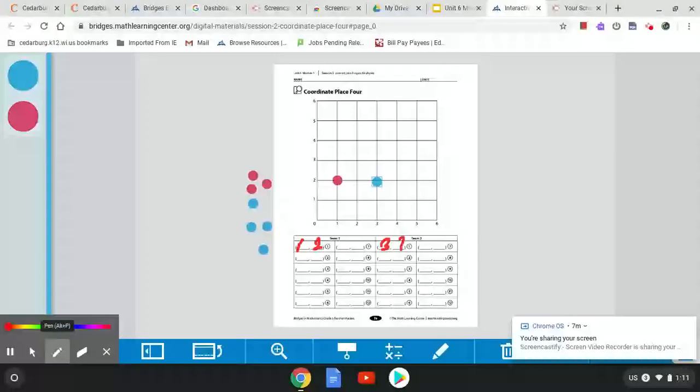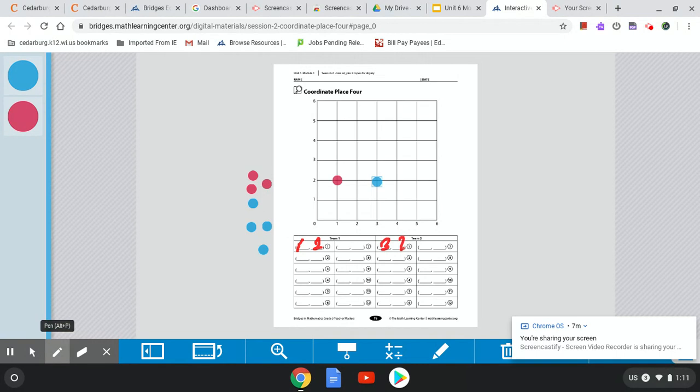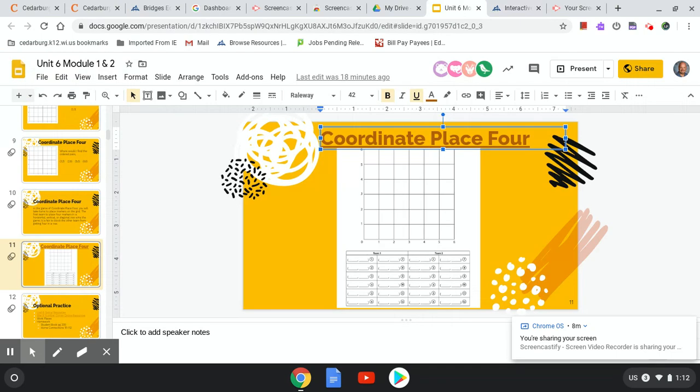Now you're going to keep going back and forth, recording your ordered pairs, placing your markers on the coordinate graph until one person gets 4 in a row. It's fairly simple, fairly easy. Let's just make sure you're thinking strategically and trying your best to get that 4 in a row. We're just going to clear my board. There you go. All right. So that is the Coordinate Place 4 game.